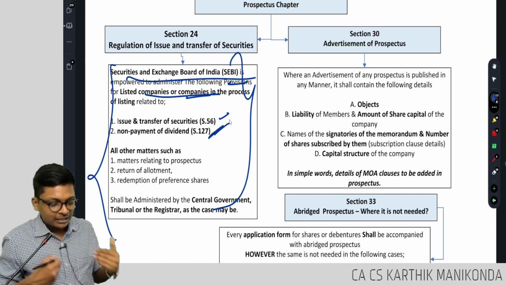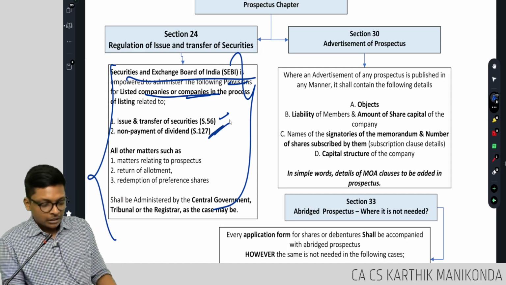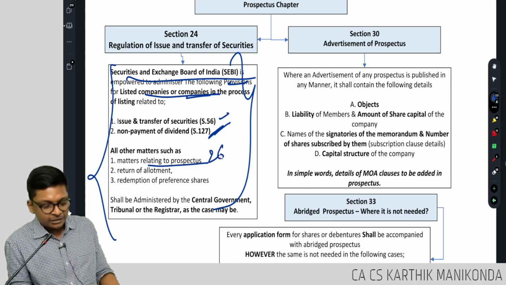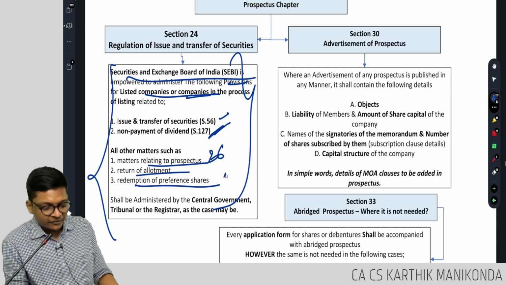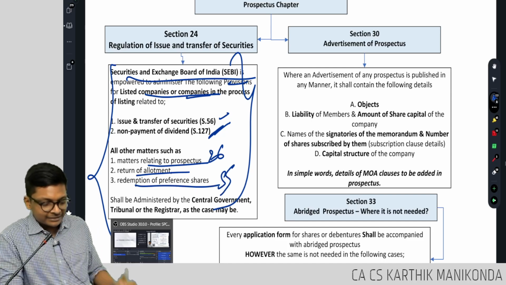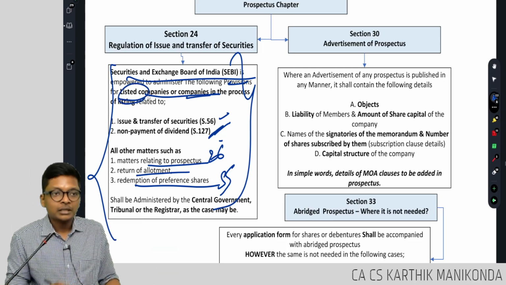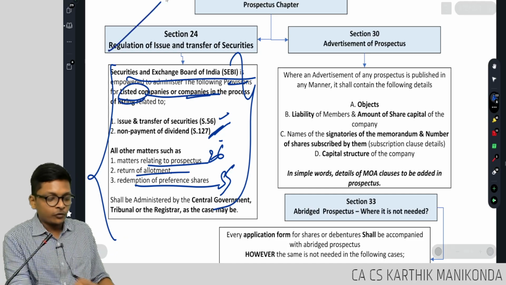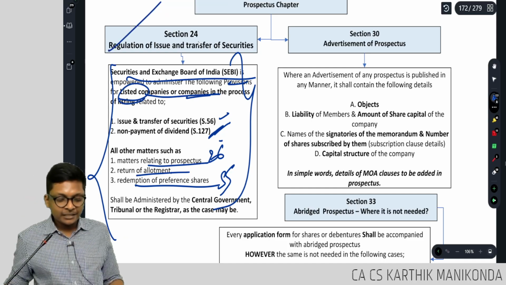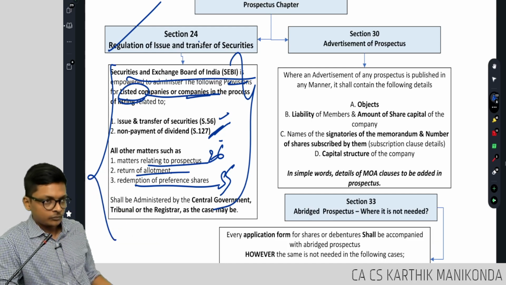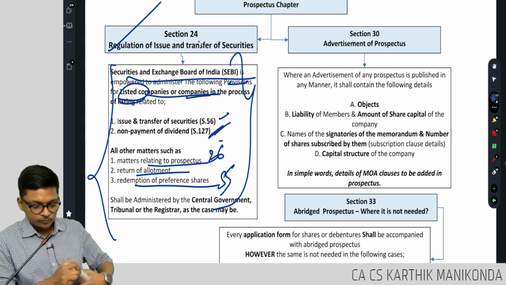Non-payment of dividend I will take care. All matters in this chapter relating to prospectus, contents of prospectus, allotment, redemption of preference shares section 55, all these will be taken care of by SEBI if you are a listed company. That's it. Section 24 over. Are you following, guys? So basically what to remember for exam is regulation by SEBI in these cases. Easier.